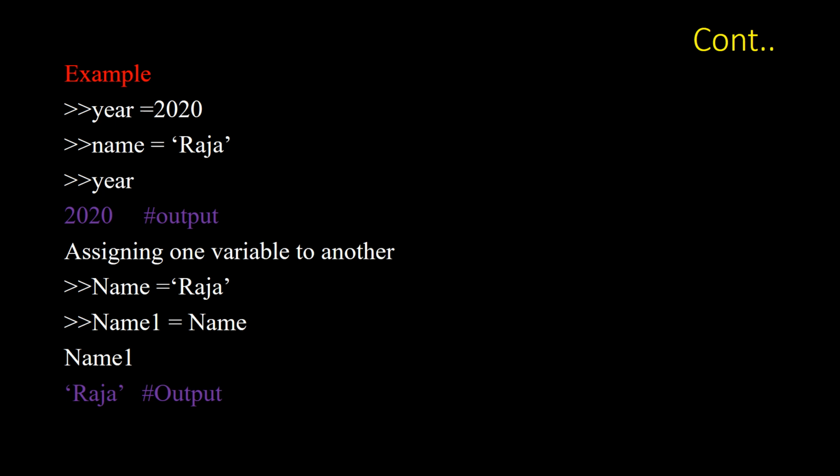Another example is assigning one variable to another variable. For example, I have declared name is equal to Raja. For name1, I have declared it as name. So for both name and name1, the value contains Raja.